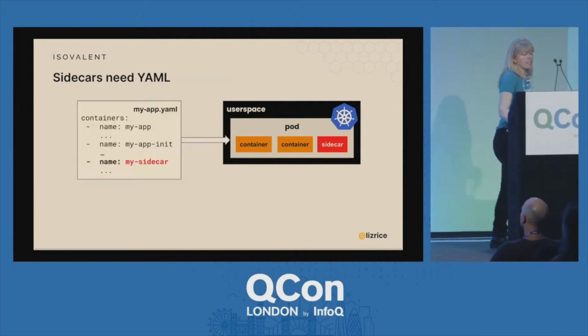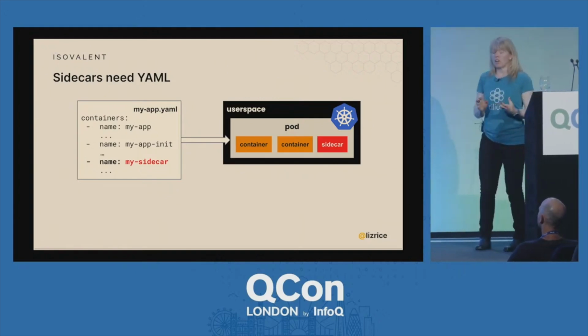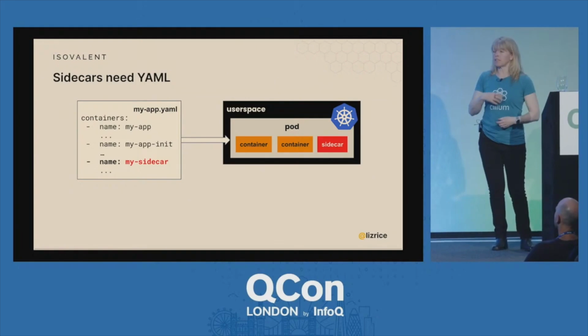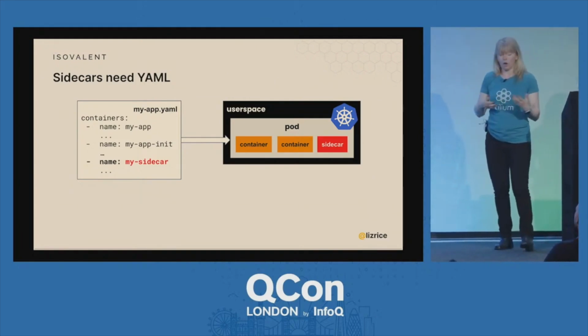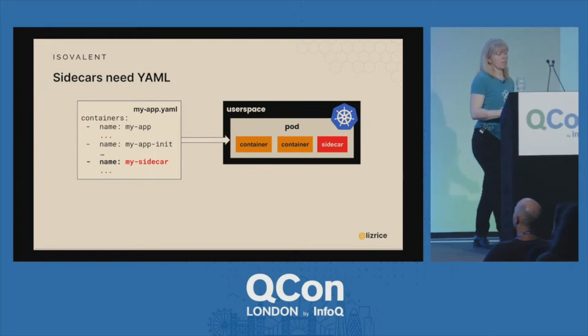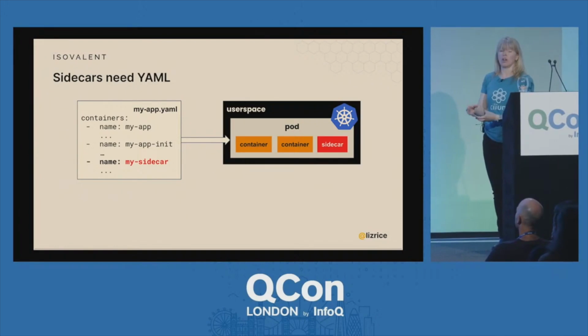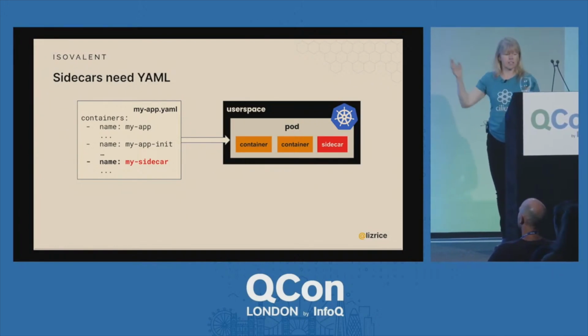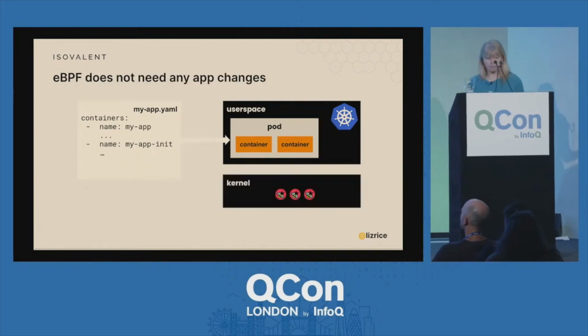And to get it there, we have to have some YAML. That YAML could be automated. Maybe it's created during CI/CD, maybe it's created during a webhook, but something has to create the YAML to reconfigure this application. We have to restart the pod to get the sidecar into each of our applications.